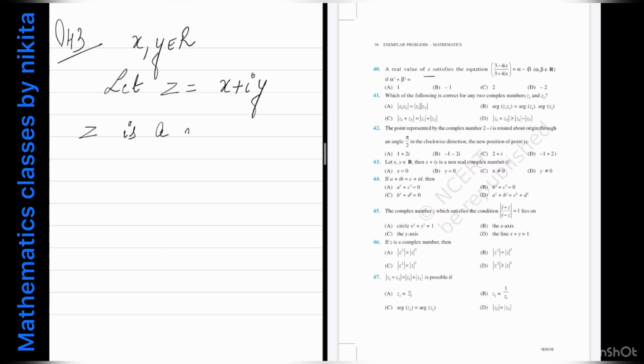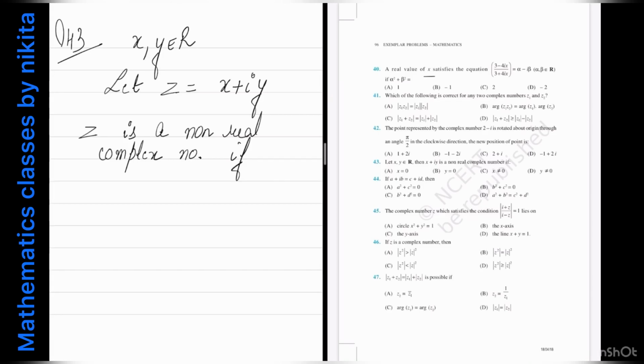Question number 43. So question number 43 says let x and y belong to R, then x plus iota y is a non-real complex number if. Question number 43. So first of all, given is that x and y are two real numbers. So I can let z equal to x plus iota y. Now this z is a non-real complex number.